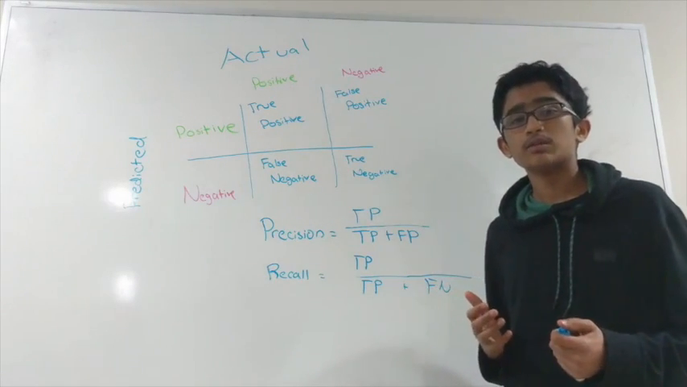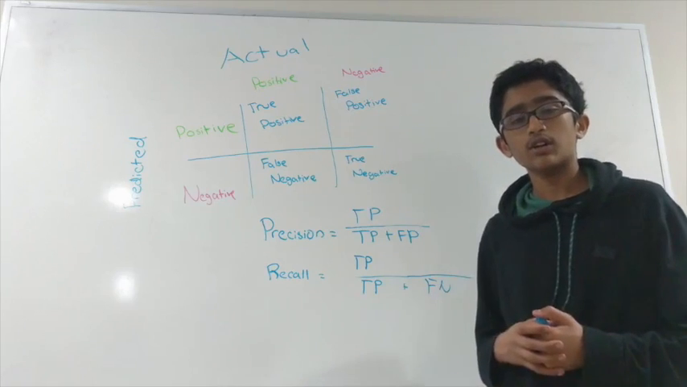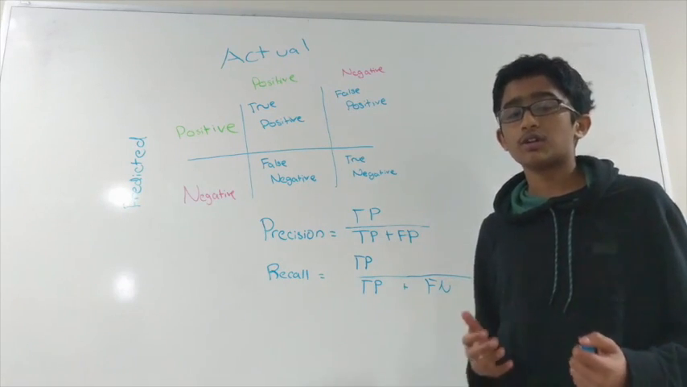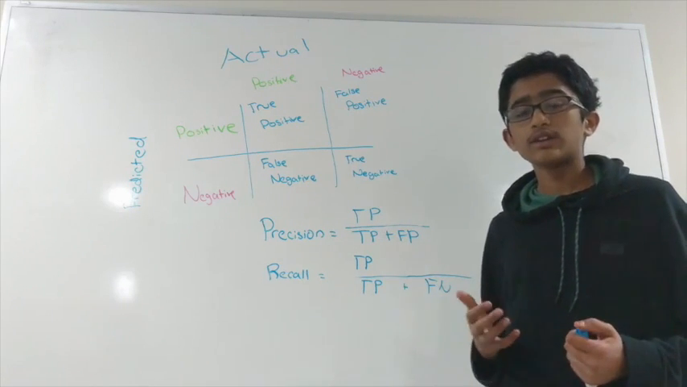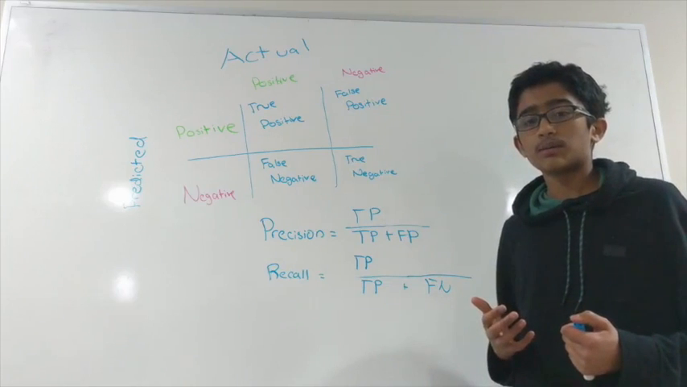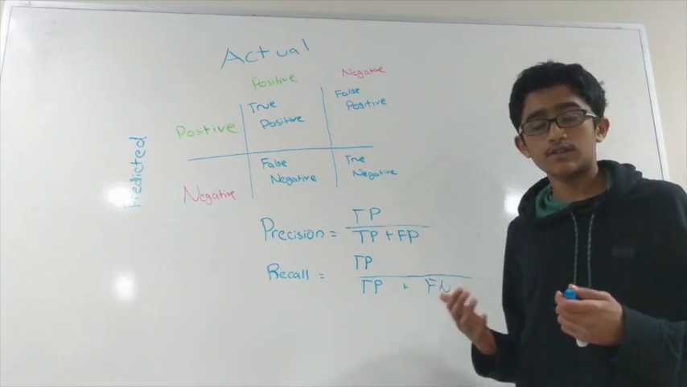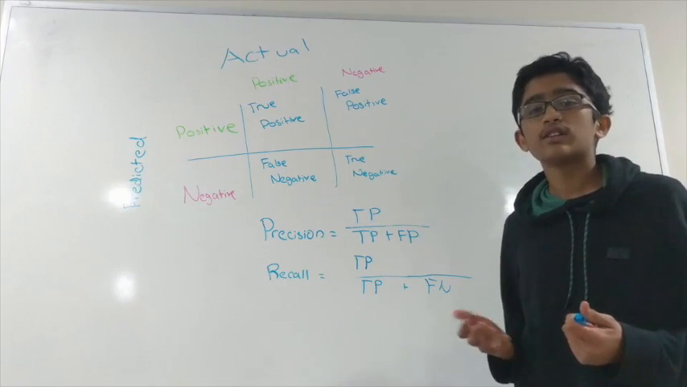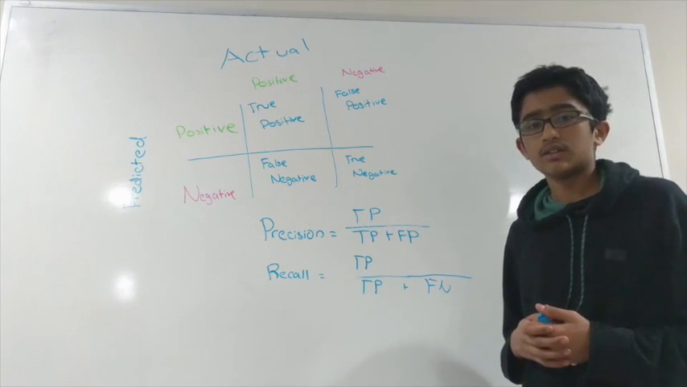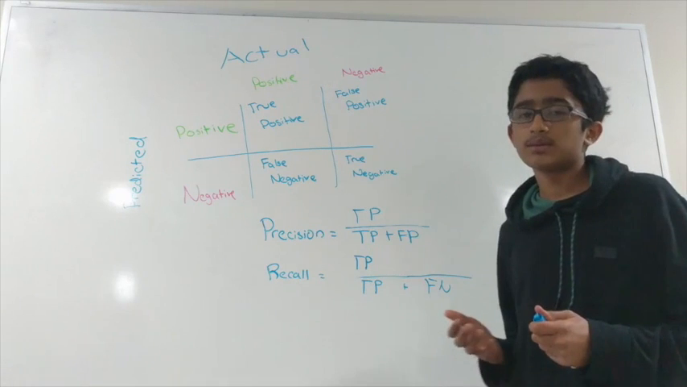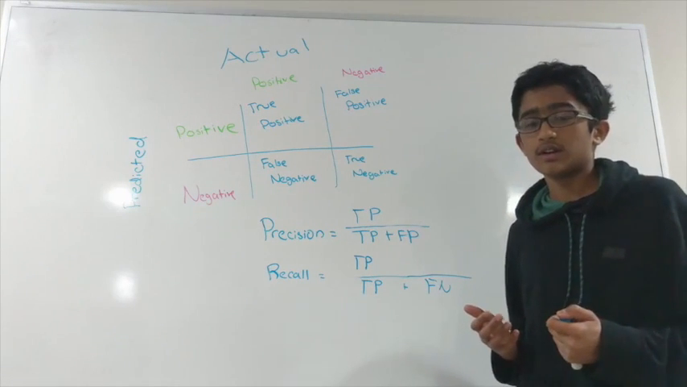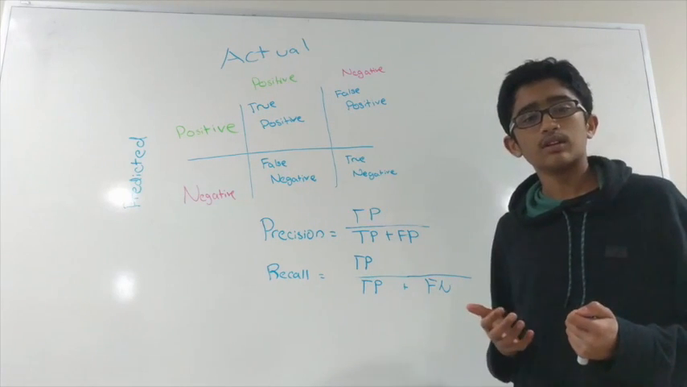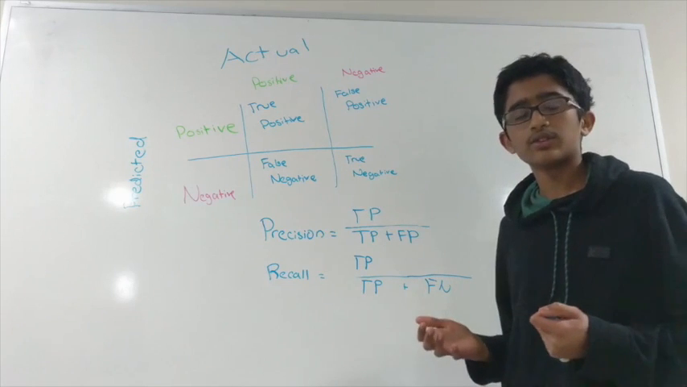So this video is going to be about precision and recall. Precision and recall are two metrics that scientists use to judge the validity of a model. Now you might be wondering, why not just use regular accuracy? Well, there's several problems with regular accuracy that make it inappropriate to use in certain occasions.